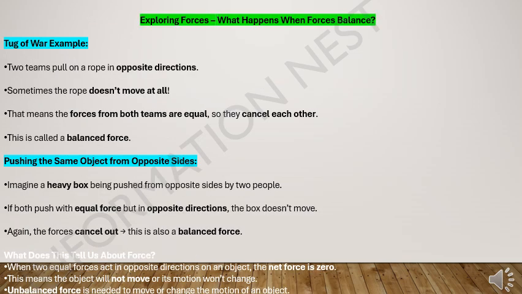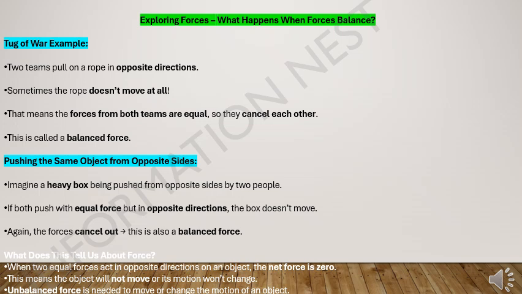Let's explore forces through some fun real life situations. Have you ever seen a game of tug of war? Two teams pulling on a rope, but sometimes the rope doesn't move at all. That's because both teams are pulling with the same force in opposite directions, so the rope stays in place. This shows us something important. When forces are equal and opposite, they balance out and there is no movement.